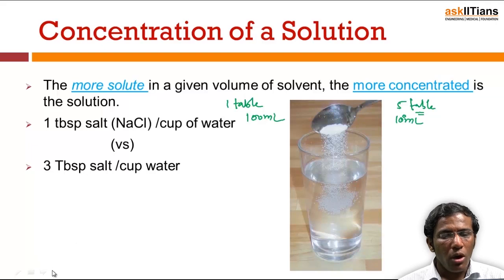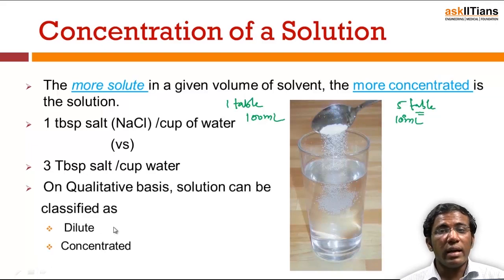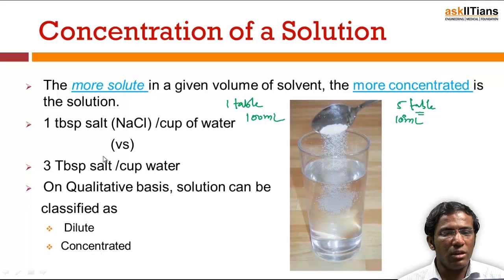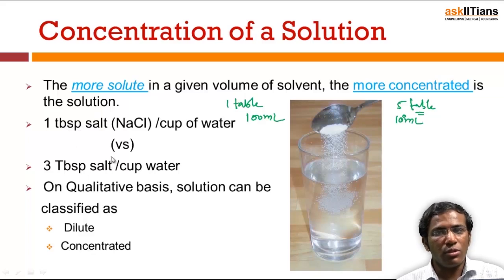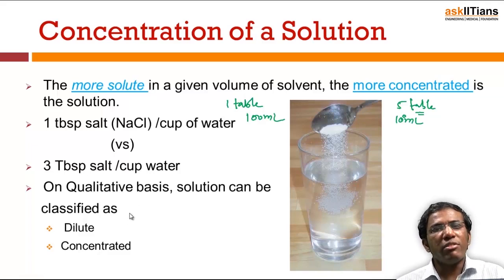Okay, so on a qualitative basis, the solution can be classified as dilute and concentrated. Okay, so dilute solution is the solution which is less concentrated, and the concentrated solution is what? The one which is more concentrated. So here I can say this is dilute solution, and I can say this is concentrated solution. Okay, so this is on a qualitative basis. But this qualitative basis does not provide the required information or enough information about the concentration of solution.